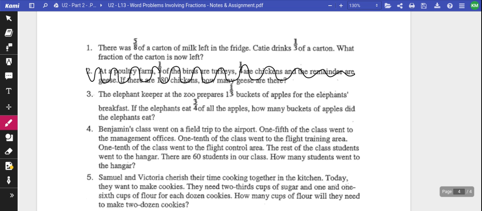Question 1, 5/8 of a carton of milk are left in the fridge. Katie drinks 1/4. What fraction is left? If you have something and then she takes something away, what operation do you think you're using? Minus, that's my hint. Maybe I'll even write the hint in here.